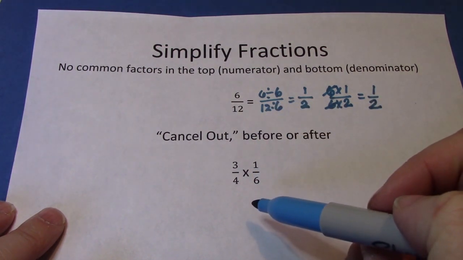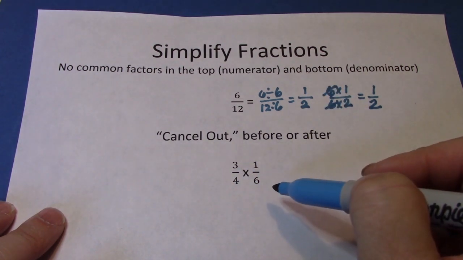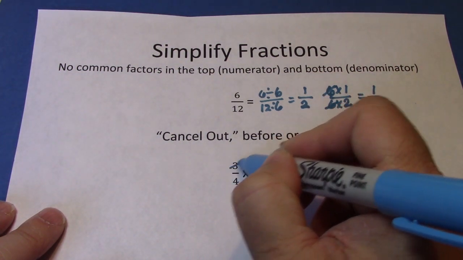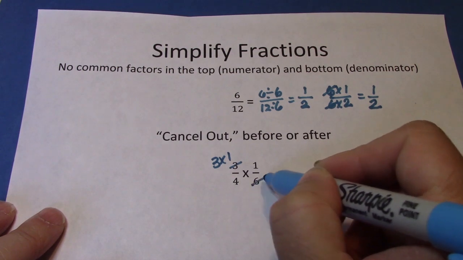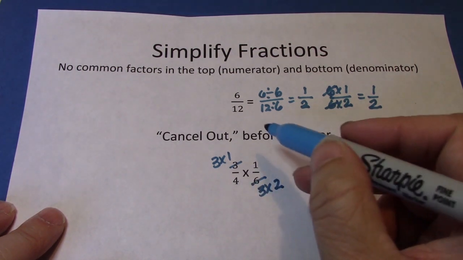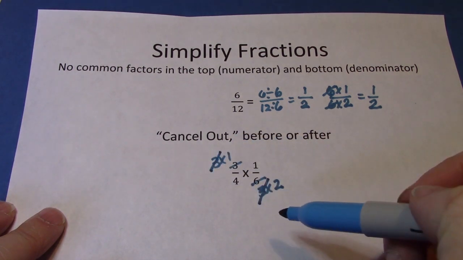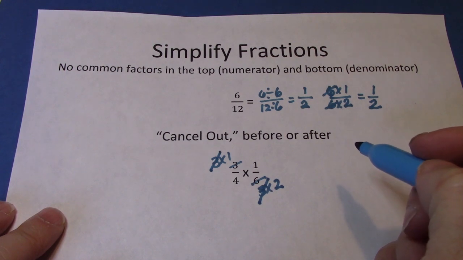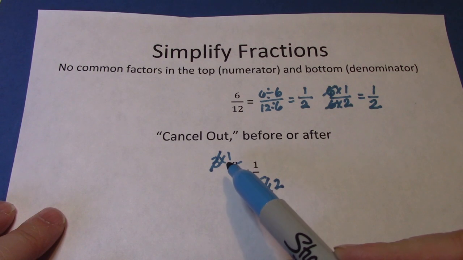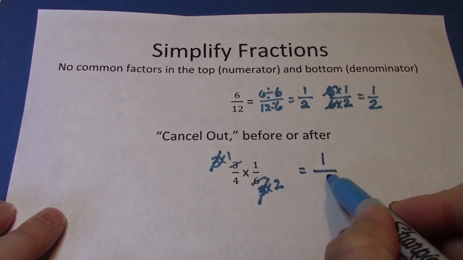Now let's do it before. Before we even multiply this one, let's notice that 3 and 6 have a common factor of 3. So 3 is 3 times 1, 6 is 3 times 2, and we can factor 3 out. Get rid of the 3 on the top and the 3 on the bottom. Again, as long as you do the same thing to the top and the bottom, you change the format, not the value. So now we can go ahead and do our multiplication. Now we just have 1 times 1 equals 1, and 4 times 2 equals 8.